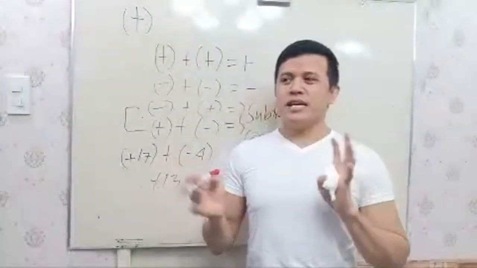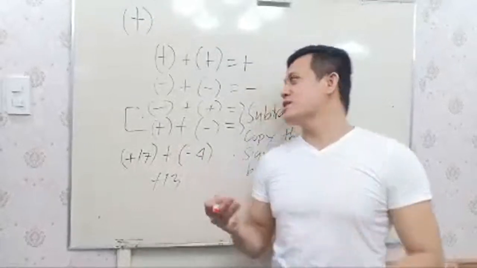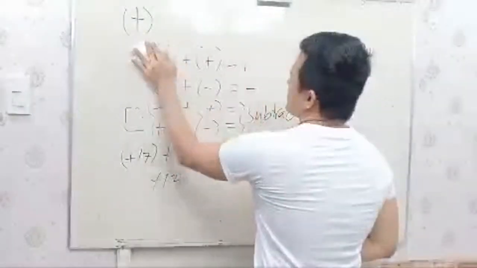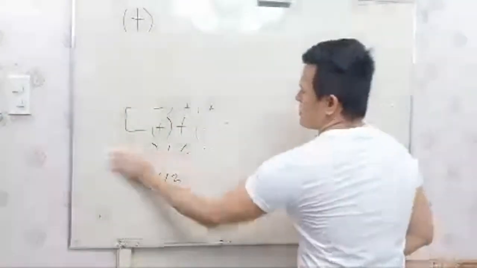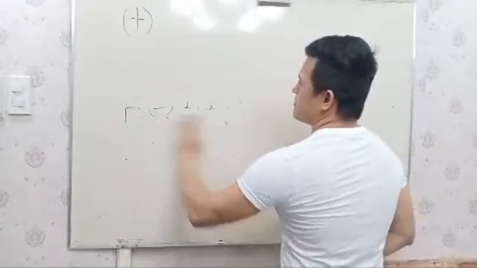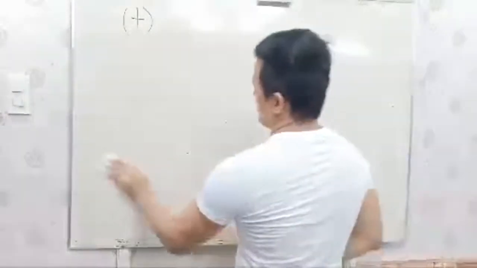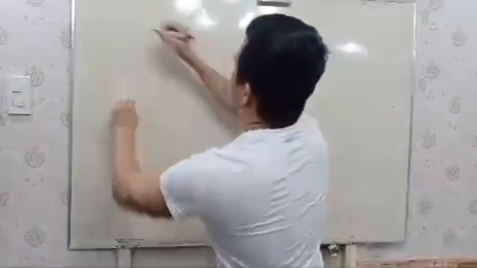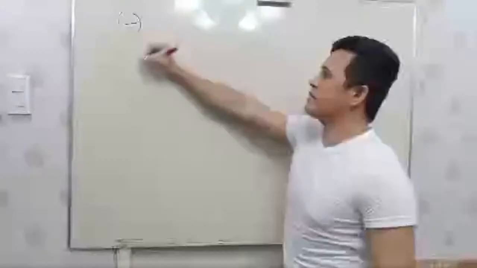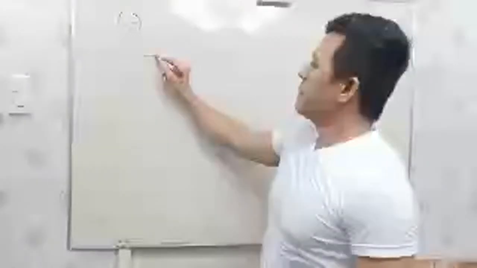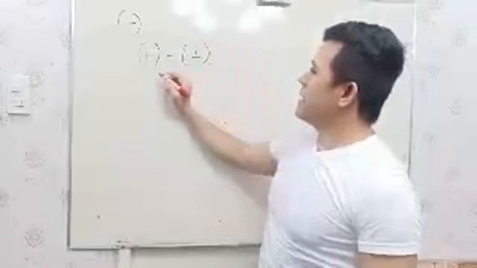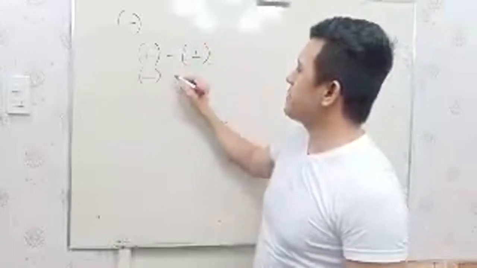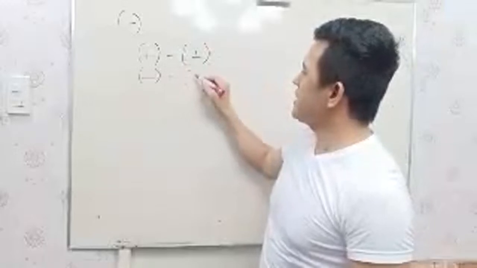Okay, so we're done with multiplication, division, and addition. Now, let's go to subtraction. Okay, subtraction of signed numbers. Positive minus positive, and then negative minus positive.